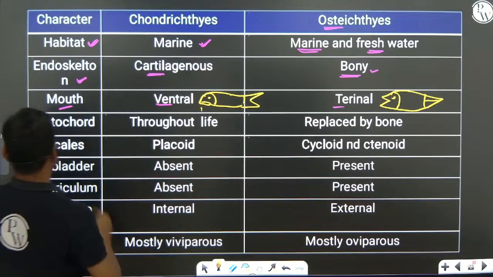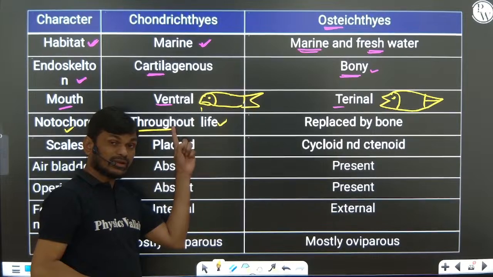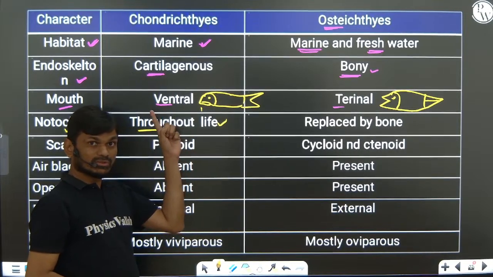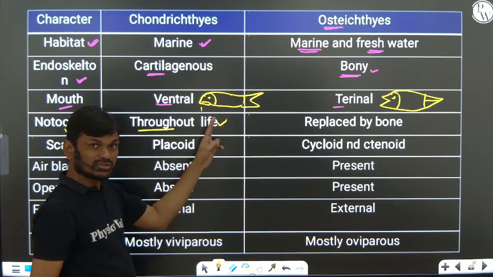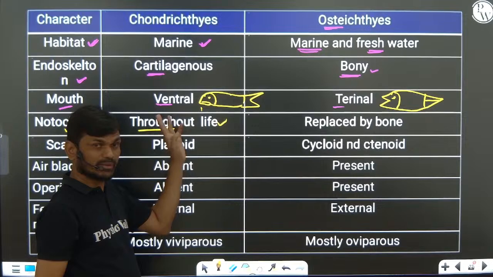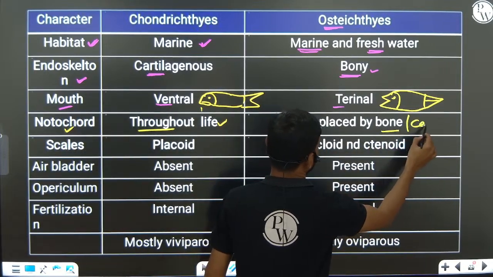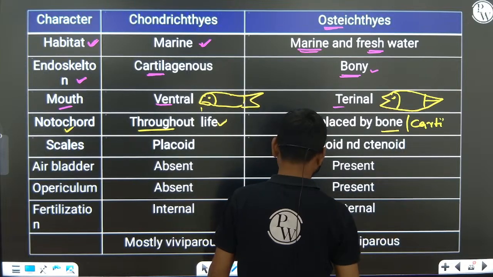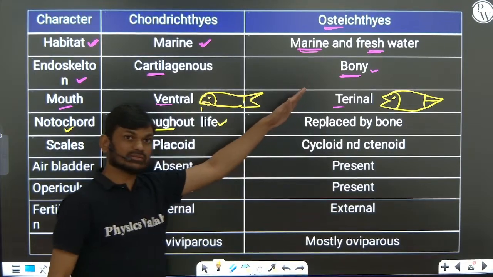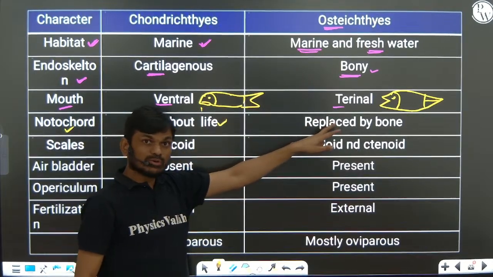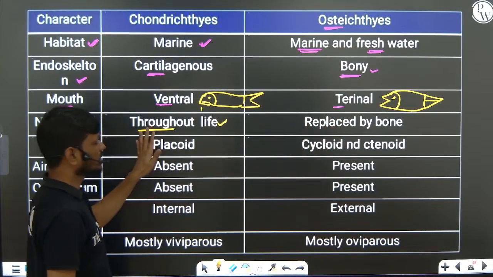Notochord is present throughout life in Chondrichthyes. This is a similar character with cyclostomata, and also similar with cephalochordata. Very important. Here in Osteichthyes, the notochord is replaced by bone, not cartilage, only bone. So here the notochord is replaced by the vertebral column, that is bone, but in Chondrichthyes the notochord is present throughout life.